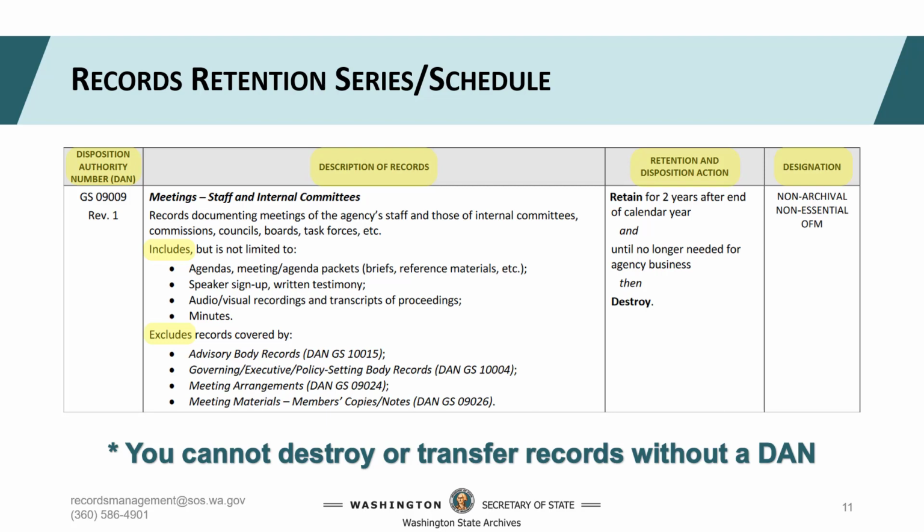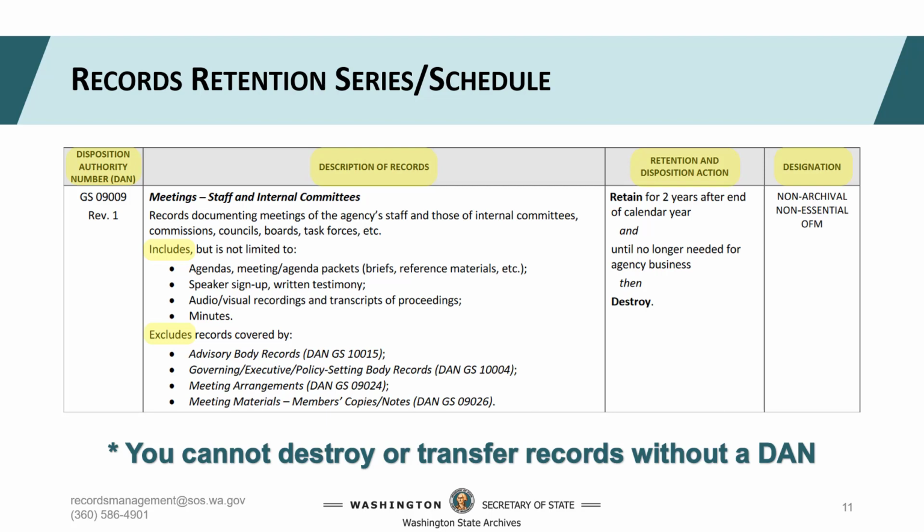The retention and disposition action tells you how long to retain a record, when that countdown starts, and what you do with a record once it has met retention. In this example, you have two countdown triggers, end of calendar year and until no longer needed for agency business.